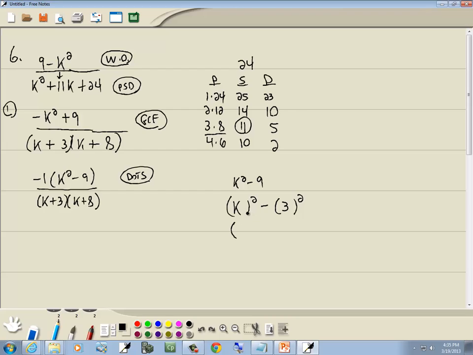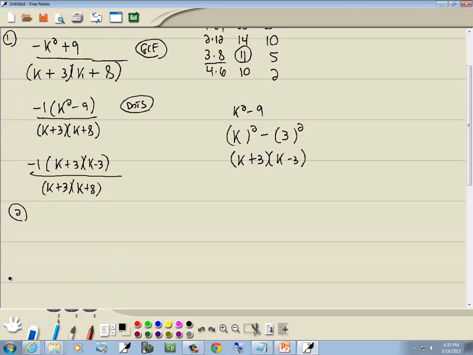Now, difference of two squares says you take what's in your first set of parentheses, you add what's in your last, and you take what's inside your first and you subtract what's in your last. So the top part factors as negative 1 times k plus 3 times k minus 3, over k plus 3 times k plus 8. Okay, step 2, cancel if possible. Well, I notice that they both have a k plus 3, so those can cancel. And I'm left with negative 1 times k minus 3 over k plus 8.